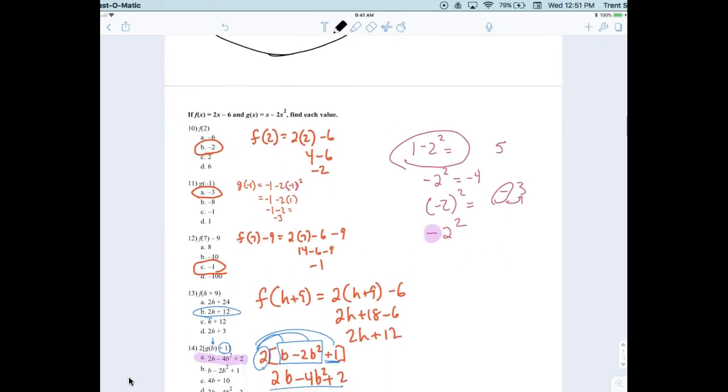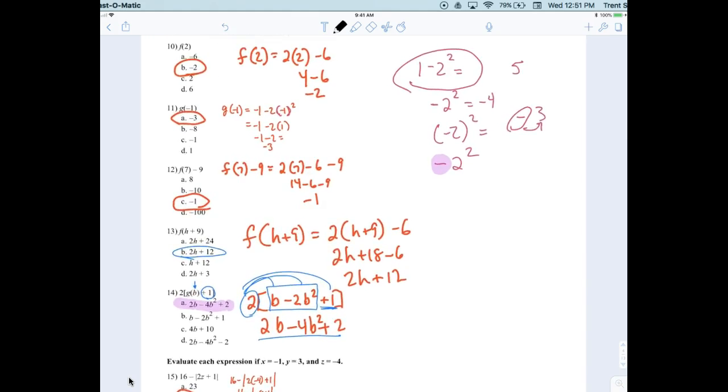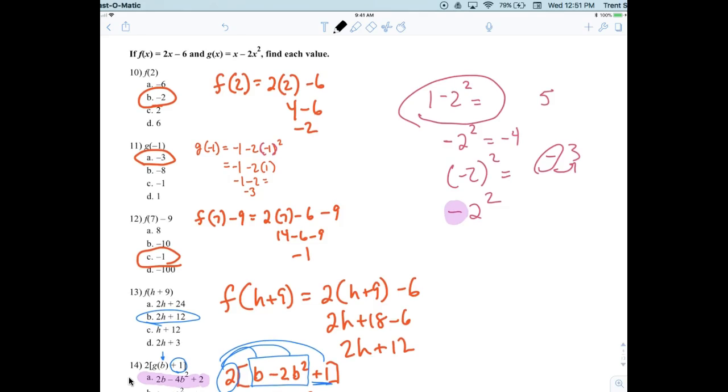Now the functional notation stuff. Again, just replacing x with whatever number or whatever letter there is. So number 10 is B, 11 is A, 12 is C. Anybody have any questions with 10, 11, 12? I have a question on 13, because I'm going to slide it up so it's easier to see.